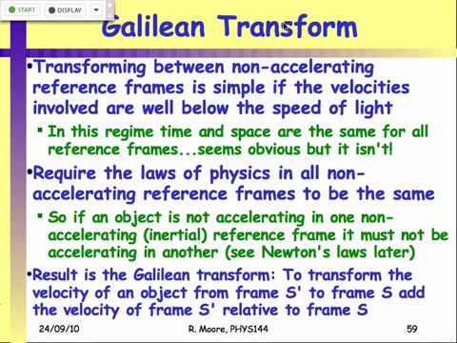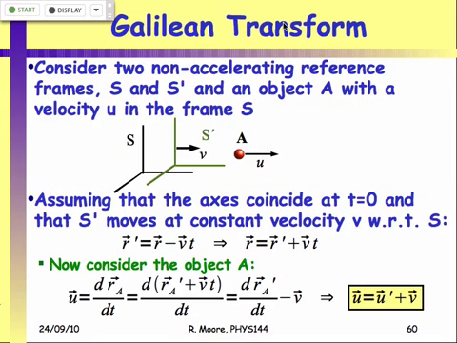The requirement is that all the laws of physics in all non-accelerating reference frames are the same. So if an object's not accelerating in one non-accelerating reference frame, it had better not be accelerating in any other reference frame. We don't want it to be accelerating in one frame and not accelerating in another. And so what we come up with is the Galilean transform, to transform velocities from one observer's point of view to another observer's point of view.